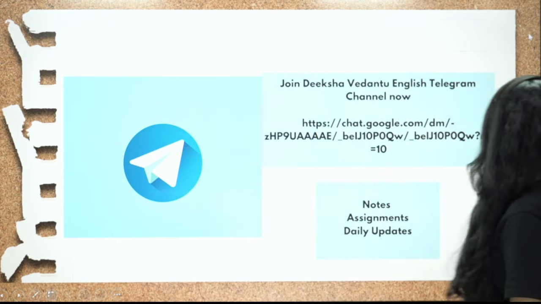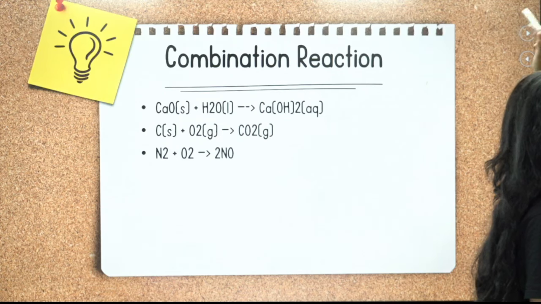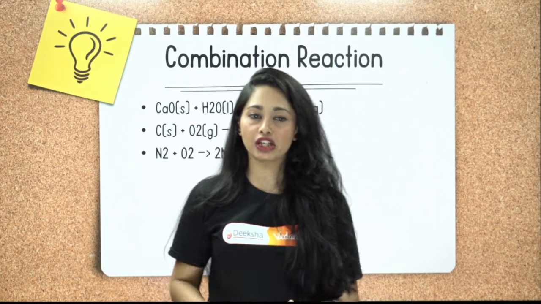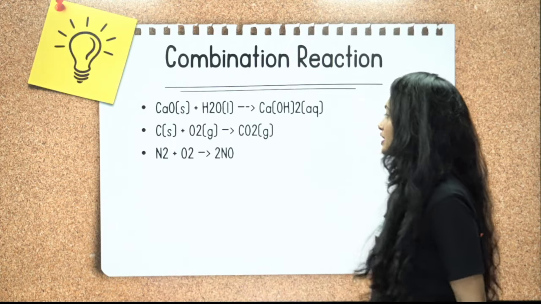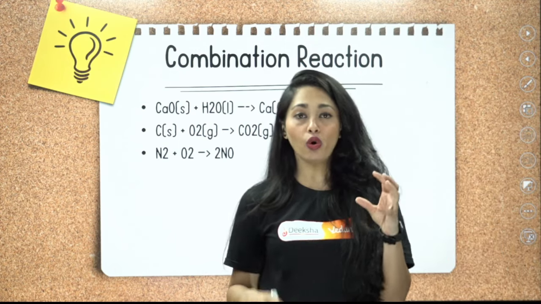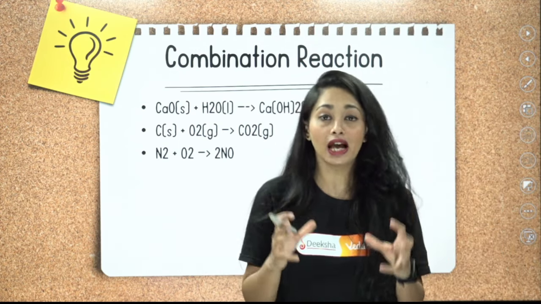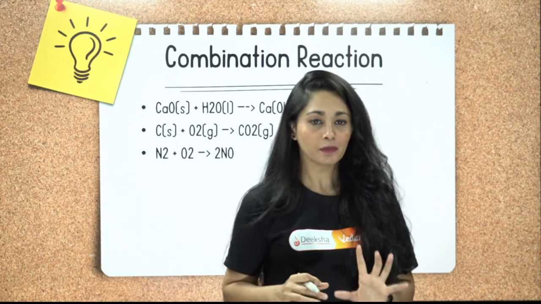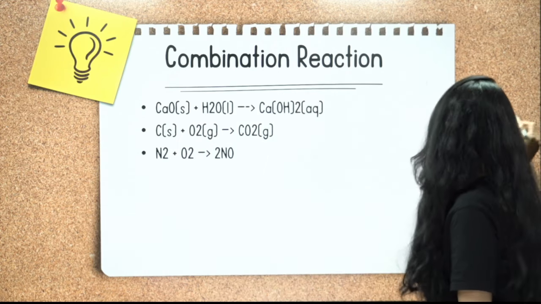So, let's get started. First thing first, the first type of reaction is combination reaction. The name itself suggests it. Here, two or more than two reactants are going to react with each other to form a single product. This is nothing but a combination reaction.